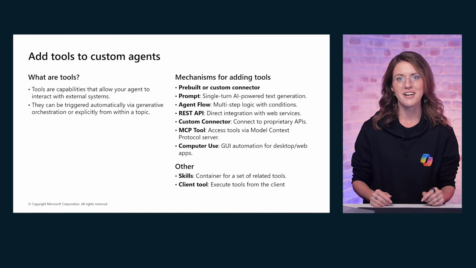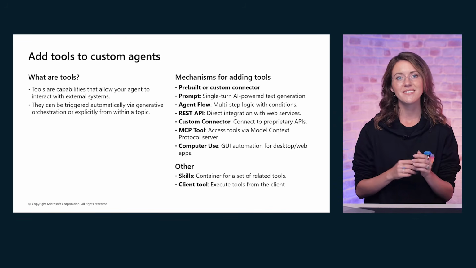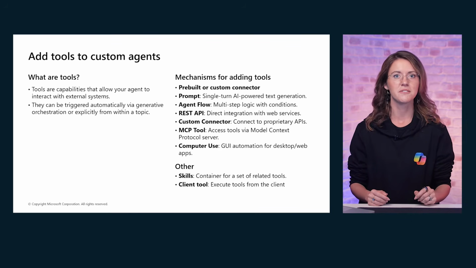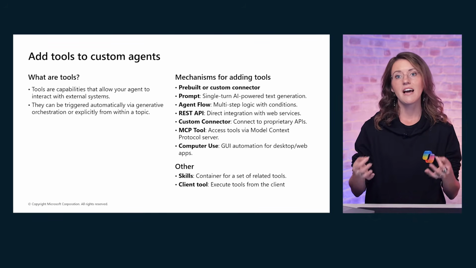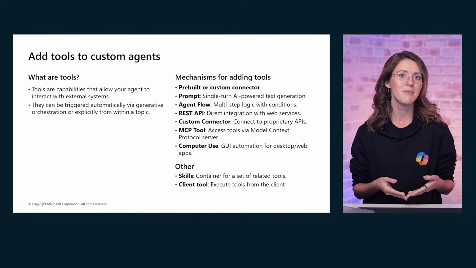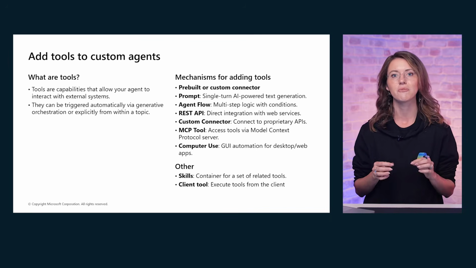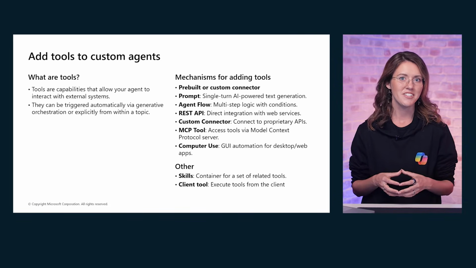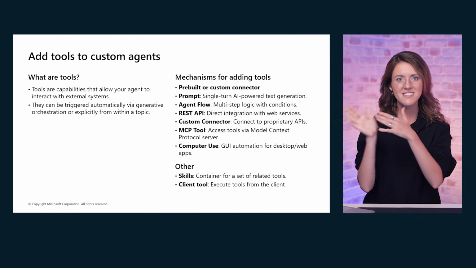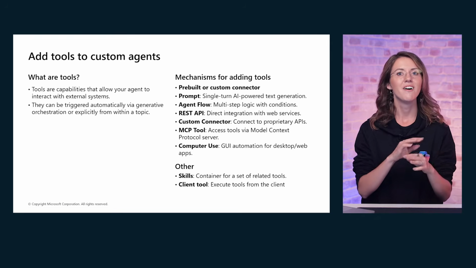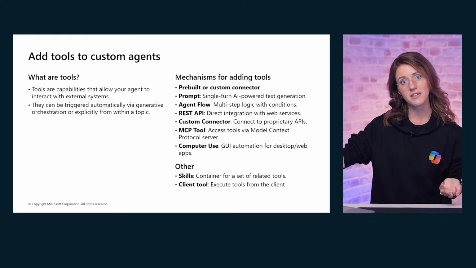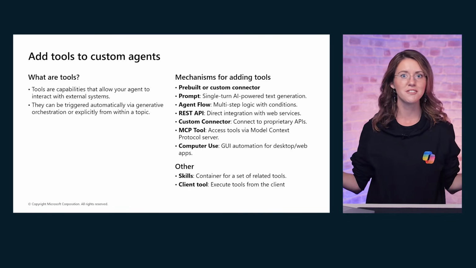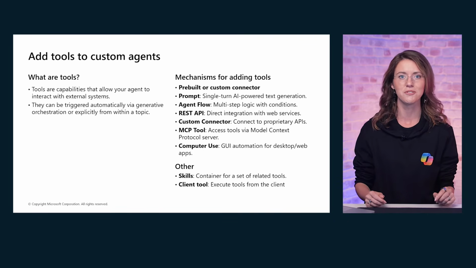You can supercharge your custom agent by adding tools. Think of them like gadgets in a superhero's utility belt. These tools help your agent respond automatically using something called generative orchestration. That means the agent can figure out the best way to help the user, whether it's pulling up a topic, searching knowledge, or activating a tool without you having to tell it exactly what to do.